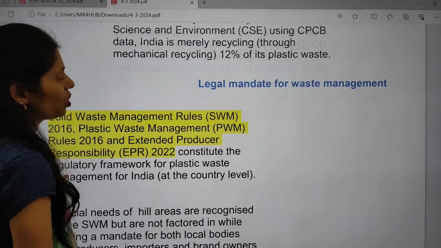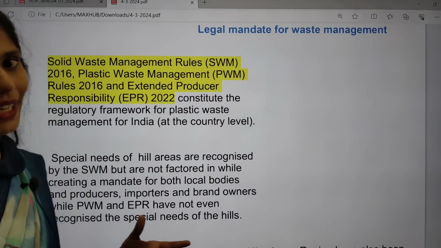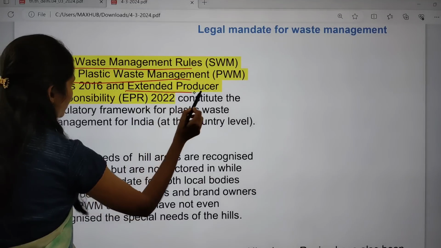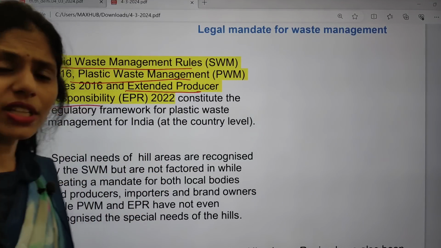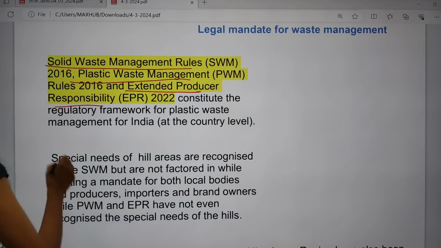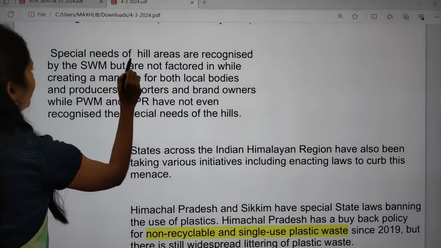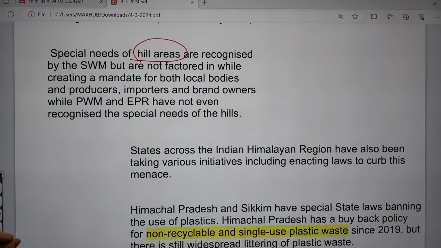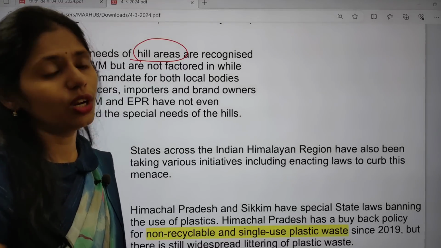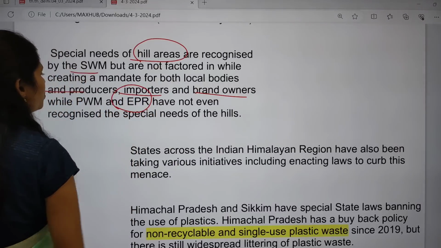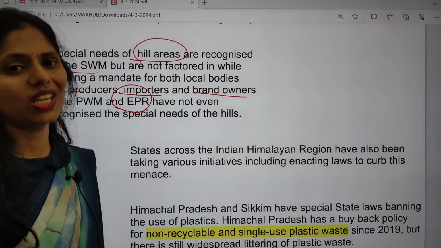Next, what are the laws which talk about waste management in India? We have many laws, like the Solid Waste Management Rules, the Plastic Waste Management Rules, and Extended Producer Responsibility, which we recently studied in the news. These are some regulatory frameworks which talk about waste management in India at the central level. And this article says that we need special requirements for hilly areas, and we have to recognize them under solid waste management. We also have to create a mandate that local bodies, producers, importers and brand owners follow Extended Producer Responsibility and the Plastic Waste Management Rules.